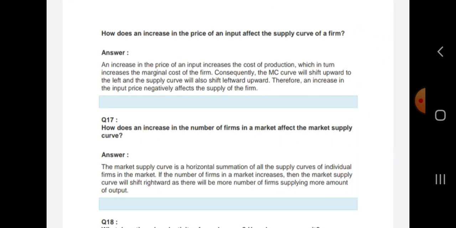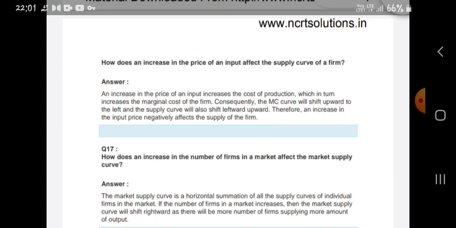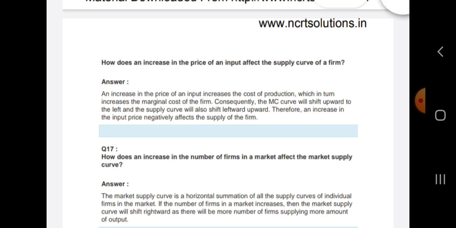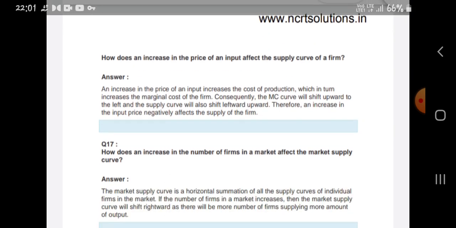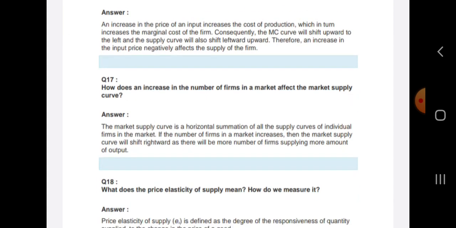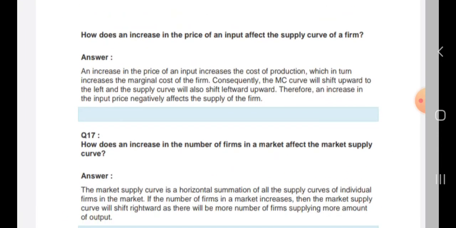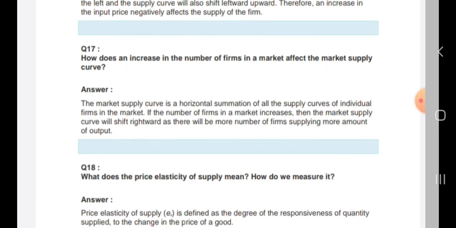Next question is, how does an increase in the price of an input affect the supply curve of a firm? An increase in the price of an input increases the cost of production, which in turn increases the marginal cost of the firm. Consequently, the MC curve will shift upward to the left, and the supply curve will also shift left and upward.